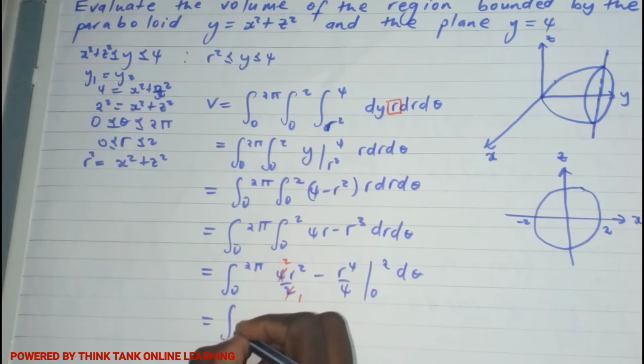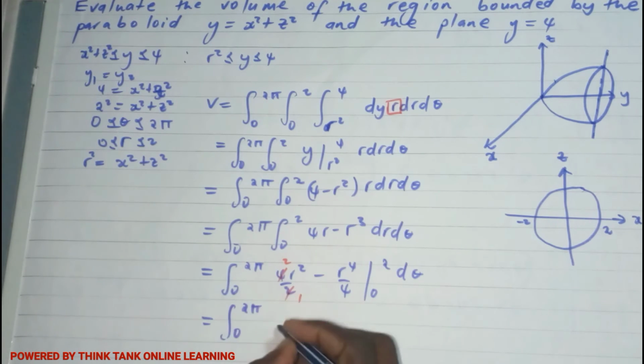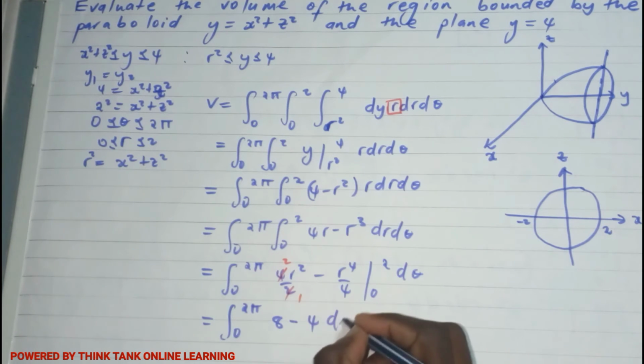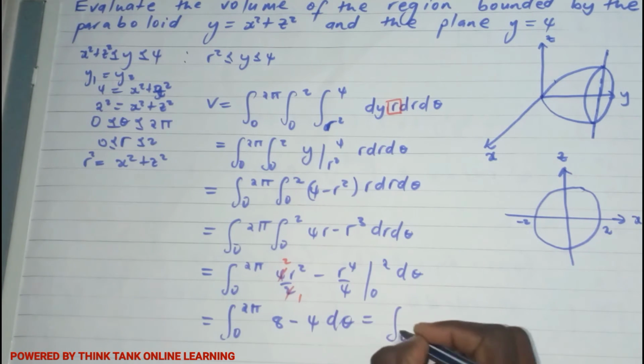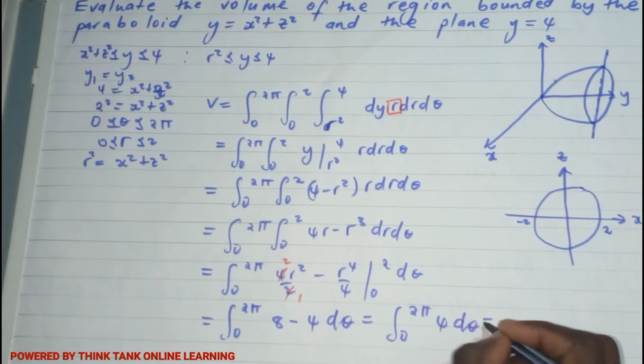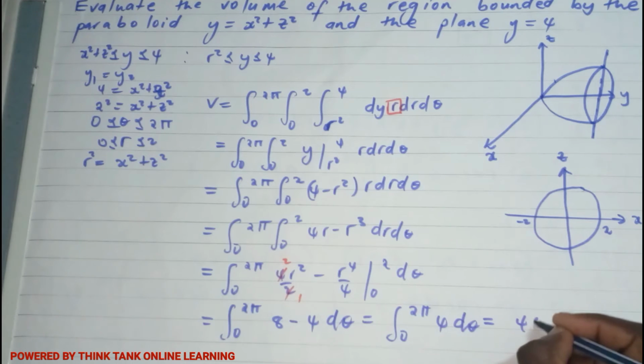So from 0 to 2 pi, you're going to get 8 minus, what about here? If we say 2 to the power 4, that is 16. 16 divided by 4, we're going to get 4 d theta. So from 0 to 2 pi we have 4 d theta, and if we integrate with respect to theta, we're going to get 4 theta.